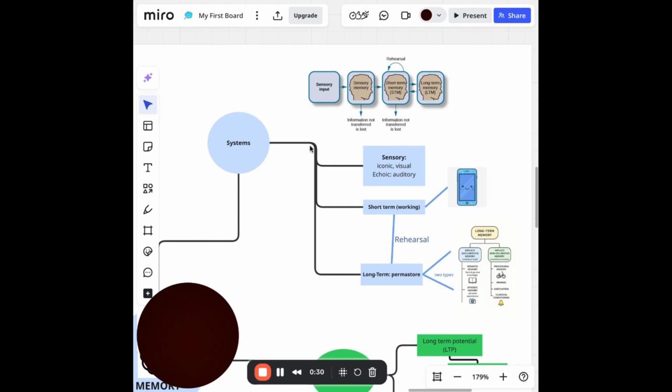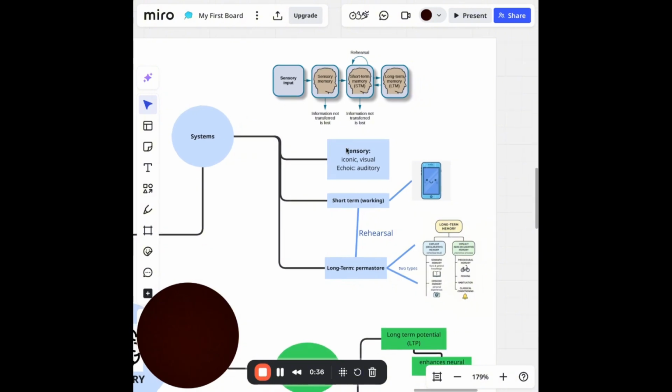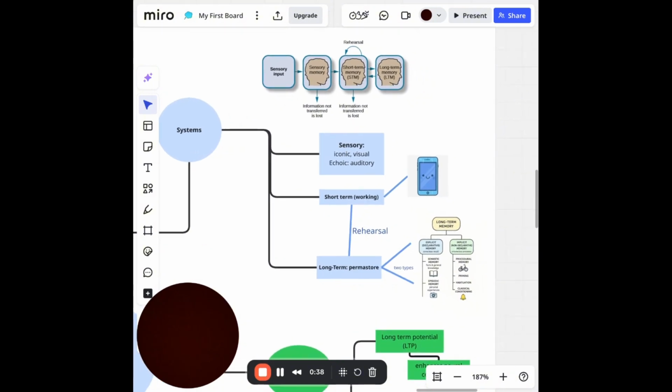Next are the systems of memory, which describe different storage stages. So sensory memory is the first stage. This briefly holds raw incoming information from our senses just long enough for us to notice it. For vision, this is called iconic memory, which stores a fleeting visual, and for our auditory system, or our hearing, it's called the echoic memory, which holds traces for about 3 to 4 seconds, allowing us to piece together speech and sound into something meaningful.